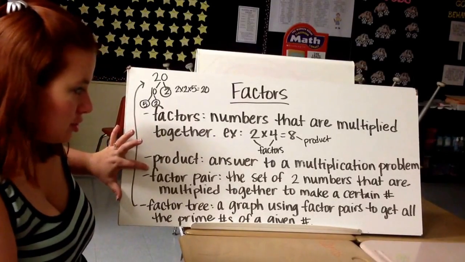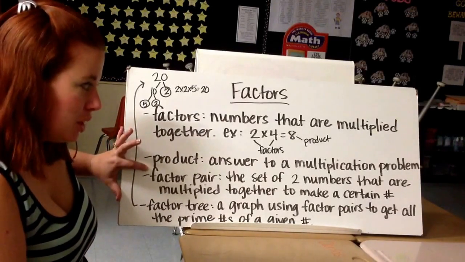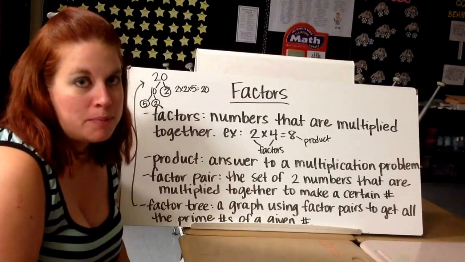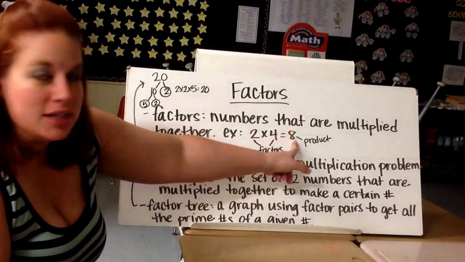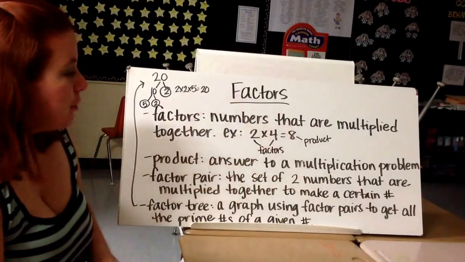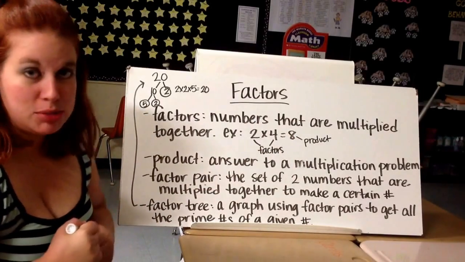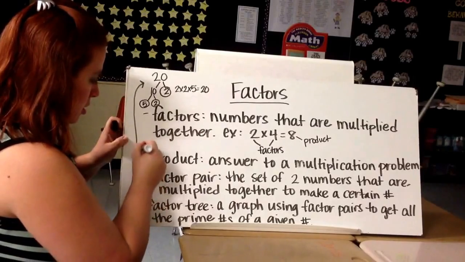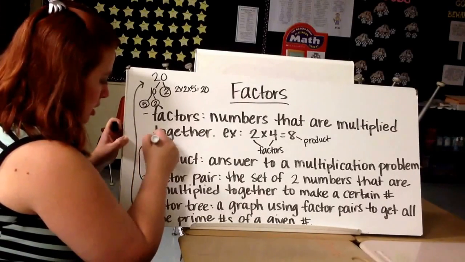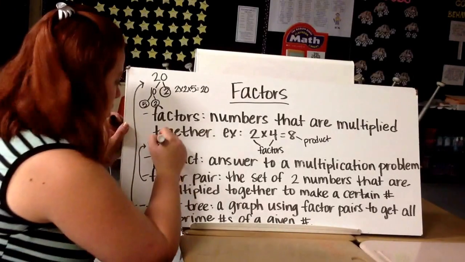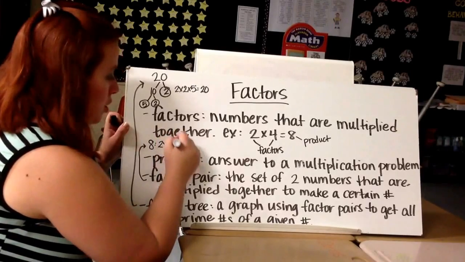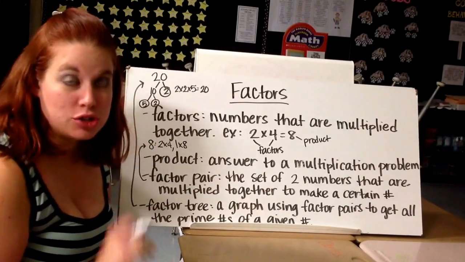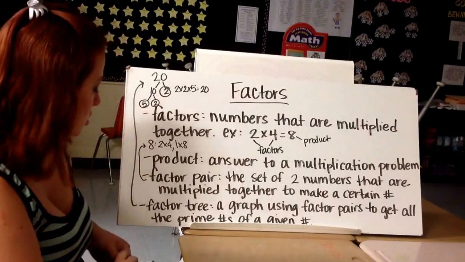Factor pairs are the set of two numbers that are multiplied together to make a certain number. So if we took 8 as our certain number, then our factor pairs would be 2 times 4. So I'm going to put that right in here. I ran out of space. So the factor pairs of 8 would be 2 times 4, 1 times 8. Those are factor pairs, the set of two numbers.